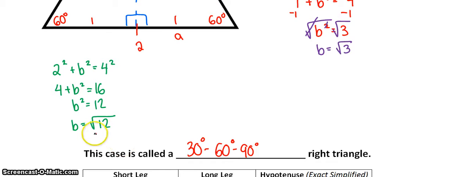This is going to help us develop a relationship here. So I want to break this up into a perfect square. A perfect square is something like 2 times 2, 3 times 3, 4 times 4. So that's like 4, 9, 25. Which one of those goes into 12? The answer would be 4.